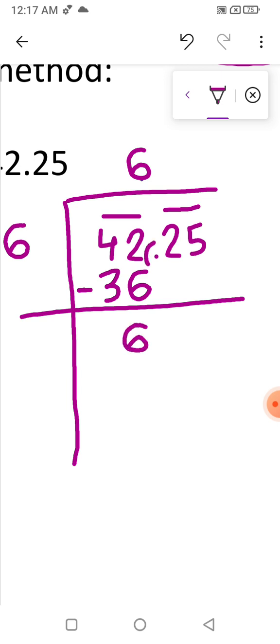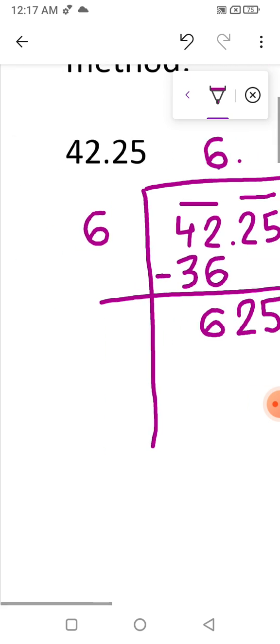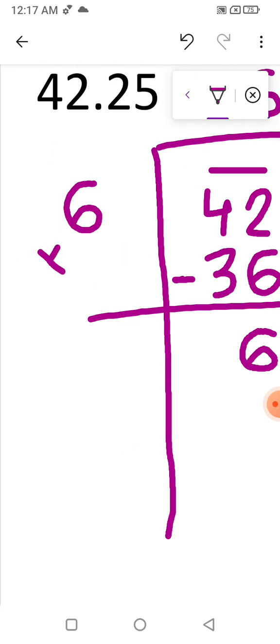Now this decimal point will be shifted to this position. So let's do it. This decimal point shifts there, so it will be here. Now the next number that we have, that is 25, will shift below here. Now the next step will be 6 into 2, whatever is over here, into 2. We get 12. 6 into 2, 12.